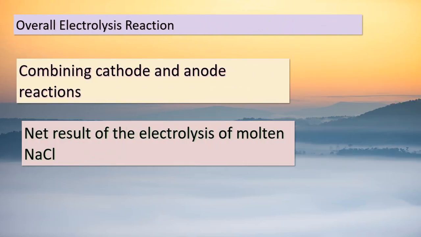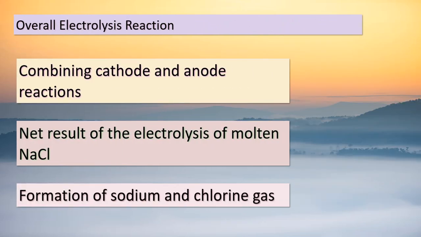Now, let's piece together the puzzle of the overall electrolysis reaction. By combining the cathode and anode reactions we discussed earlier, we arrive at a comprehensive understanding. During the electrolysis of molten sodium chloride, the combined reactions result in the transformation of Na+ ions and Cl- ions into sodium atoms and one chlorine molecule. This process highlights the remarkable ability of electrical energy to drive chemical transformations, showcasing the power of science and technology.